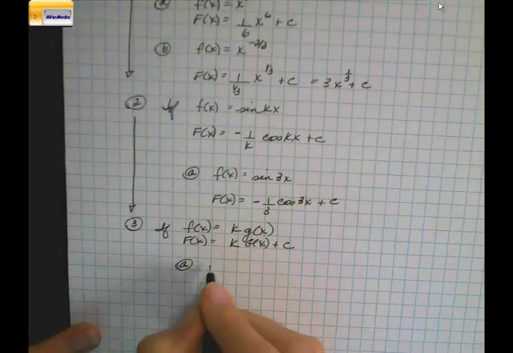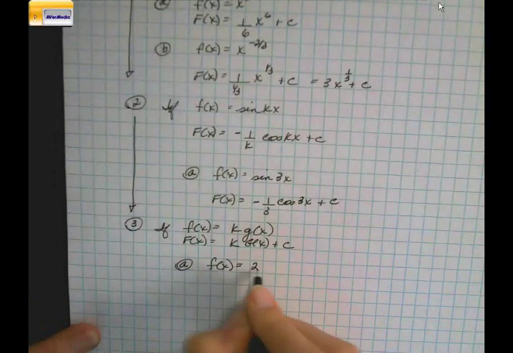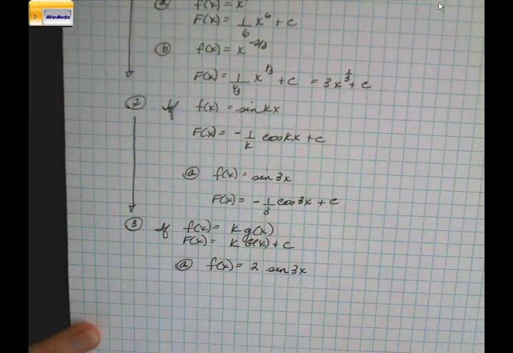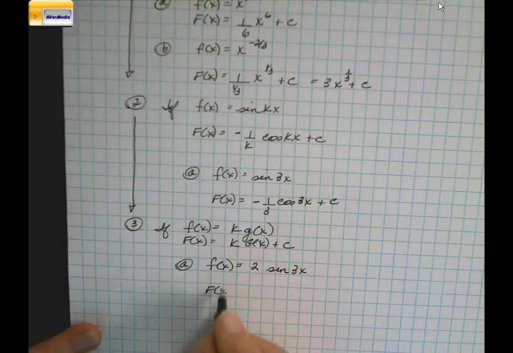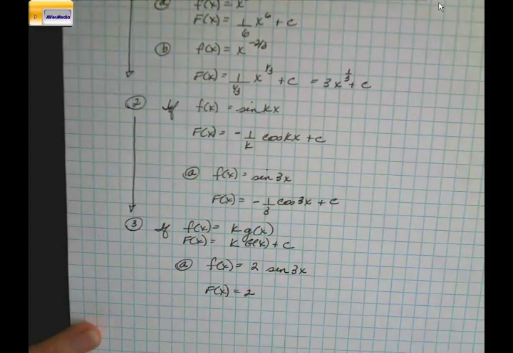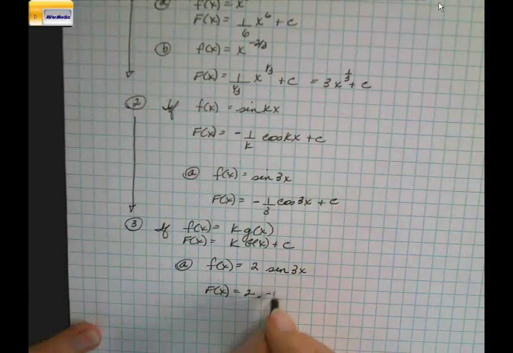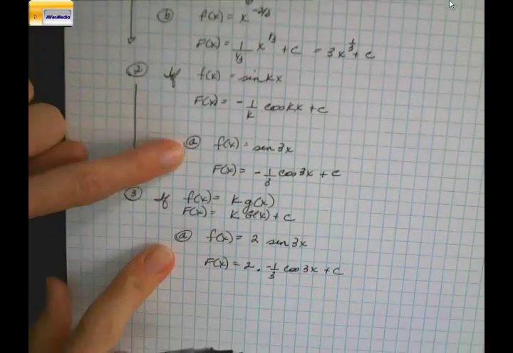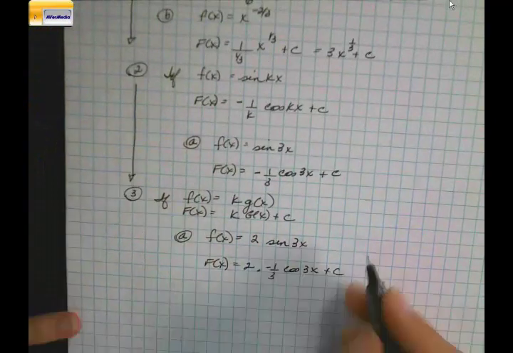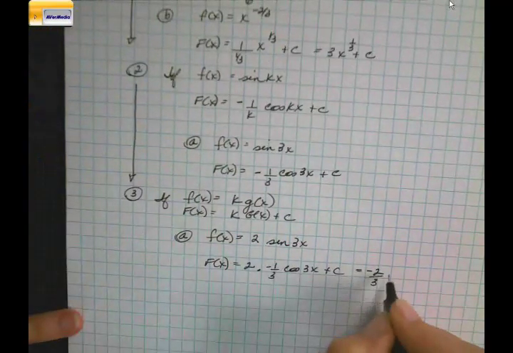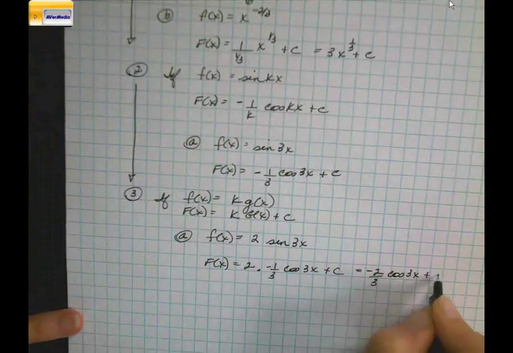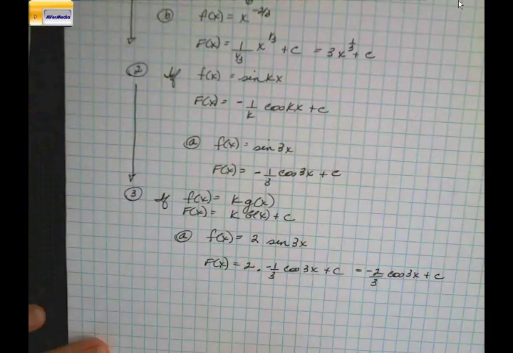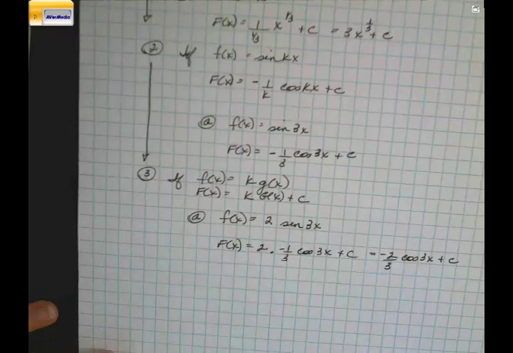So for example, if you have that f of x equals 2 sine of 3x, well, the 2 is going to just stay with the antiderivative. So the 2 is like the k, it just stays there. The antiderivative of sine 3x is a -1/3 cosine 3x plus c. So you can see this is identical to the example above, other than having the constant 2 in the original function. So this becomes a -2/3 cosine of 3x plus c. So if there's a constant there, carry it through to the antiderivative.